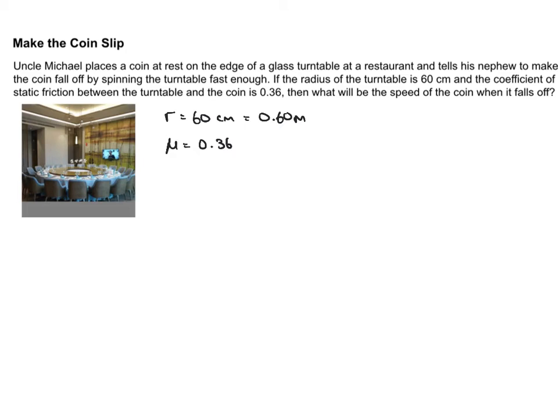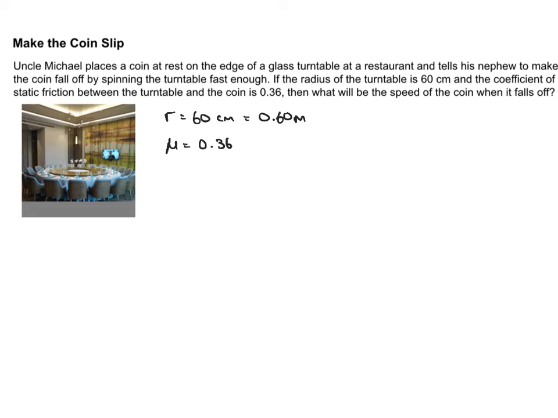So basically, the nephew is supposed to spin the table. He spins it maybe slowly at first, and the coin just moves along with the table as it's spinning. But the nephew's going to try to make it spin faster and faster, and eventually, when the table is spinning fast enough, the coin will not be able to stay on the table. It'll slide off. So what's keeping it on the table is static friction. That's what is preventing it from flying off the table.